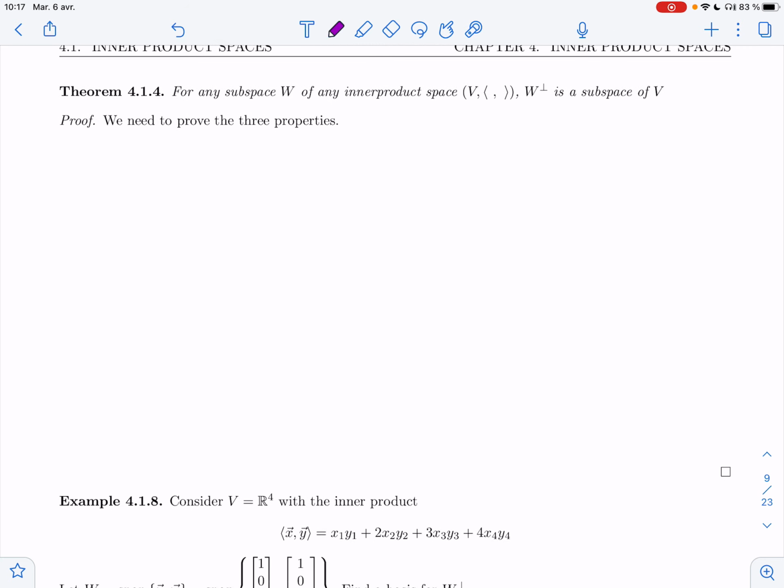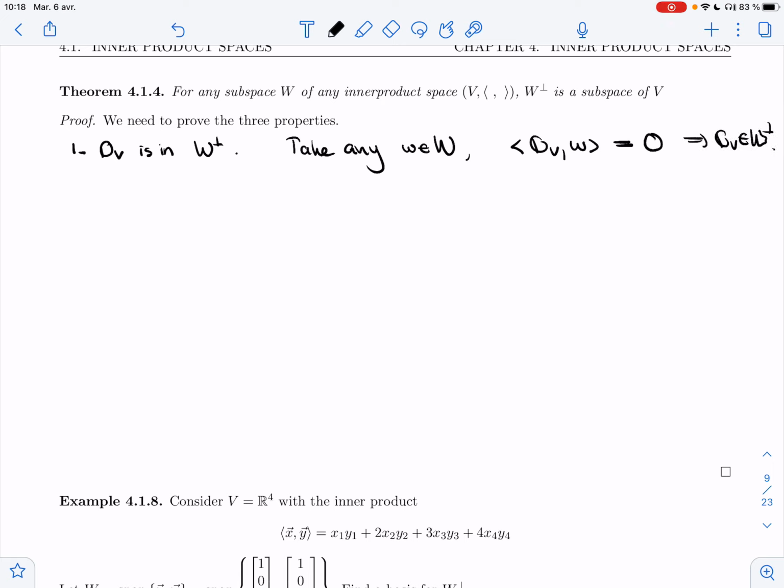Let's prove it. We need to prove the three properties. First, we need to prove that the zero of V is in W perp. So I'm going to take any w in W, the dot product of 0_V and w. We actually saw in the properties that that was equal to 0. And so yes, 0_V is in W perp. In fact, 0 is perpendicular to everything.